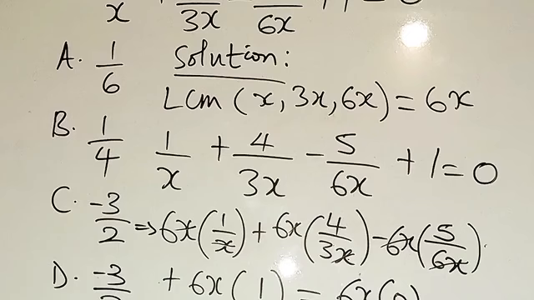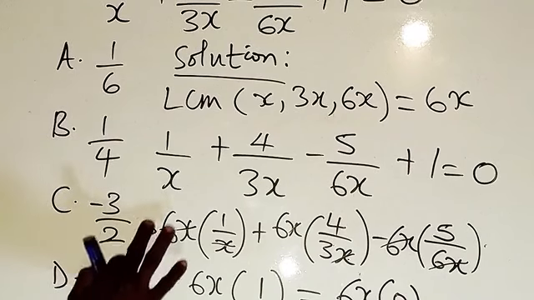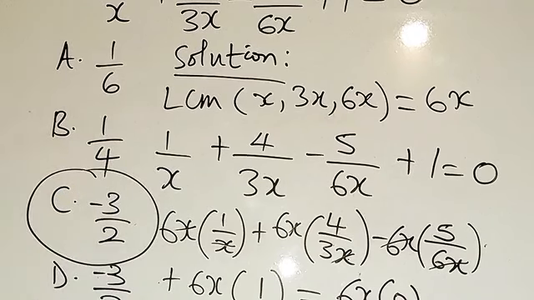Now let's go back to the options we have. So you can see that we have what? We have this option C, minus 3 over 2. That is option C is the solution to the problem.